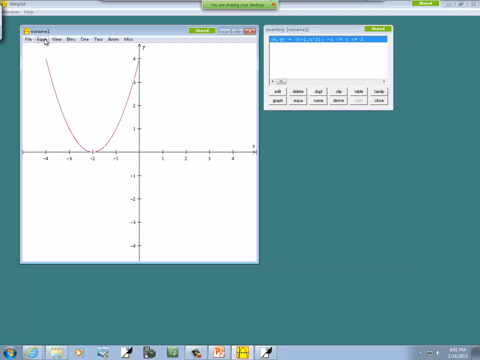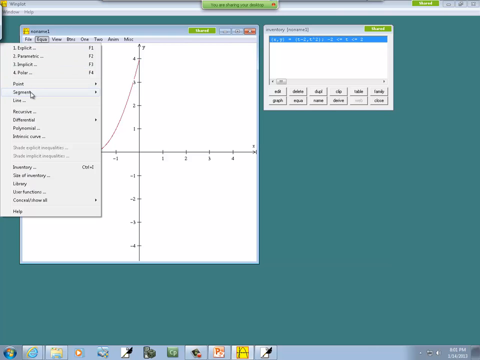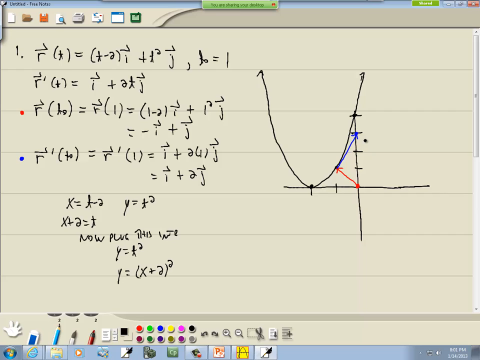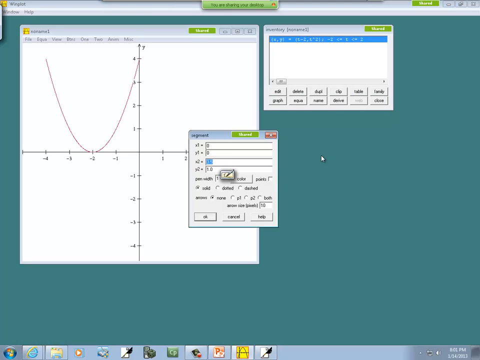Now, if I choose equation, segment, and then choose xy, it's going to ask us from where. So x1 is 0, y1 is 0. That's our origin. And then where we're headed to. Well, remember, for r of t naught, we had negative i plus j, so that's negative 1, 1. So I go negative 1 for the x2, and for the y2, I put in a positive 1.